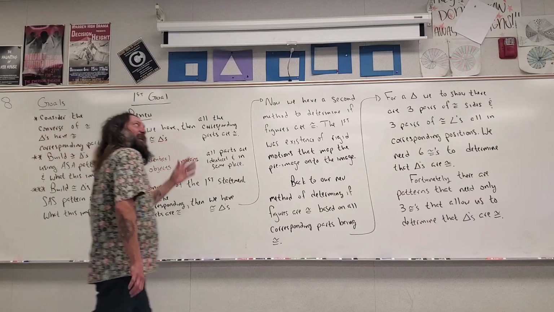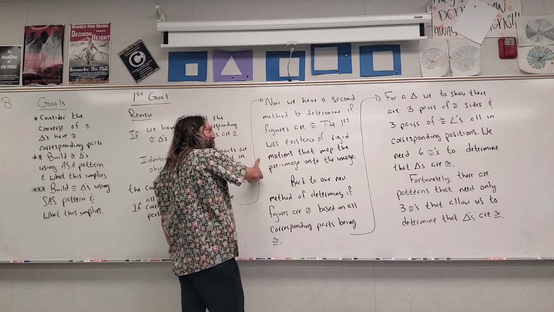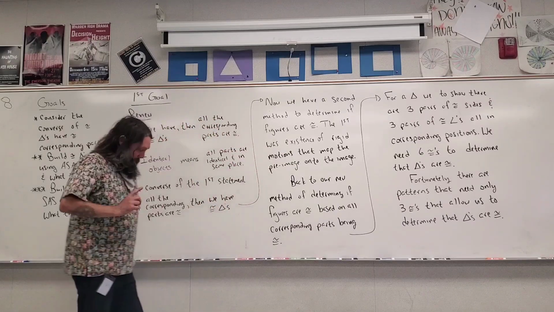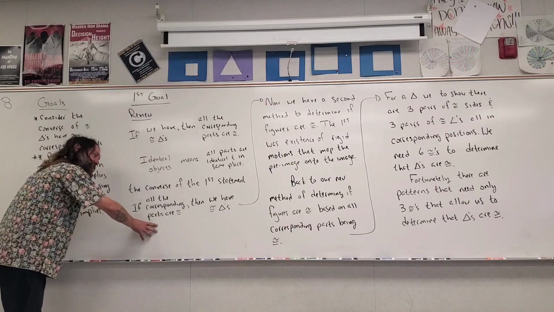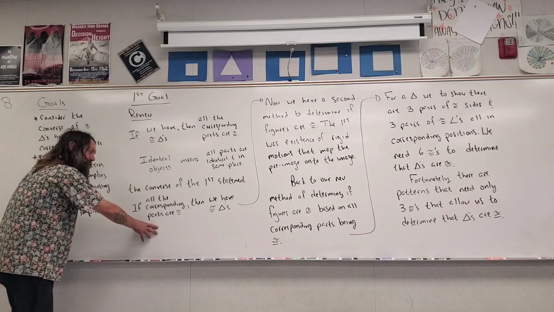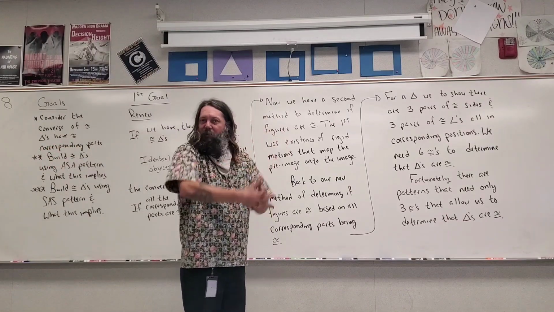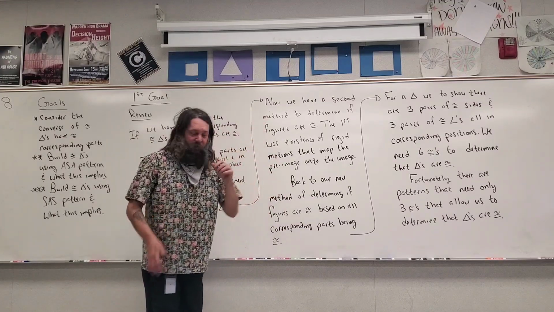So now we have a second method to determine if figures are congruent. The first was the existence of rigid motions that map the pre-image onto the image. But we have this new criteria: if all the parts are corresponding and if all the corresponding parts are identical, if the ingredients are the same and they're in the same position, then that means the whole must be the same, right? And so we now have a second method to determine if our shapes are congruent.